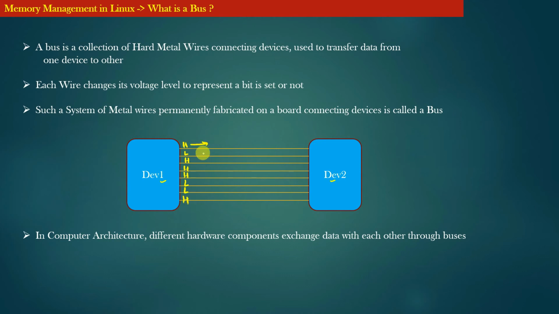Now this high voltage level will be interpreted as a bit set as 1 by device 2. Similarly, a low voltage level will be interpreted as 0, right? Similarly, on the rest of the wires, high voltage will be interpreted as 1, whereas low voltage will be interpreted as 0. So you can see that by setting the electrical signals on these wires, device 1 is able to communicate to device 2 a sequence of bits which represents certain information. This is how buses carry data from one device to another in the form of electrical signals.